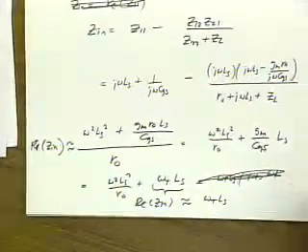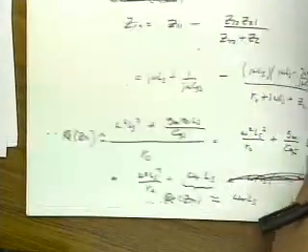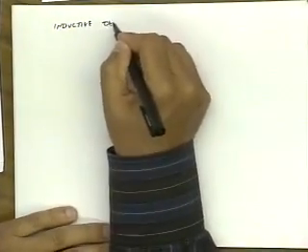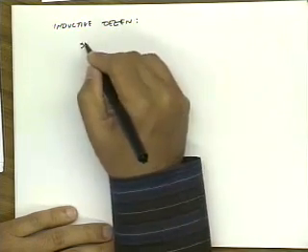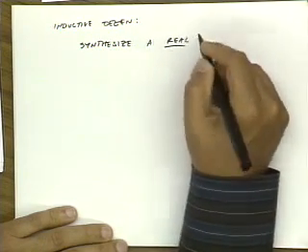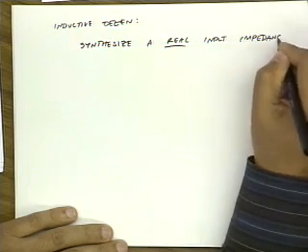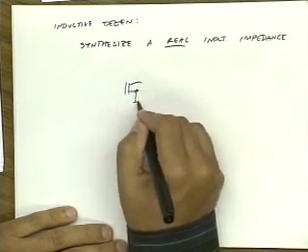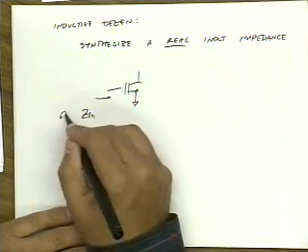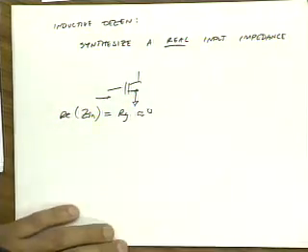Well, that's interesting. In fact, this is the reason that we use inductive degeneration: to synthesize a real input impedance. So if I take my transistor and I look into Zin, the real part of Zin is just RG, which is pretty small.